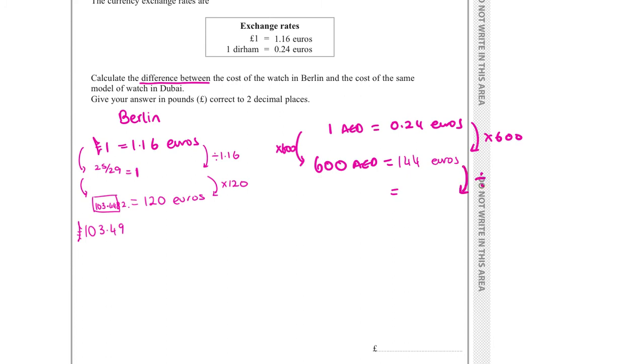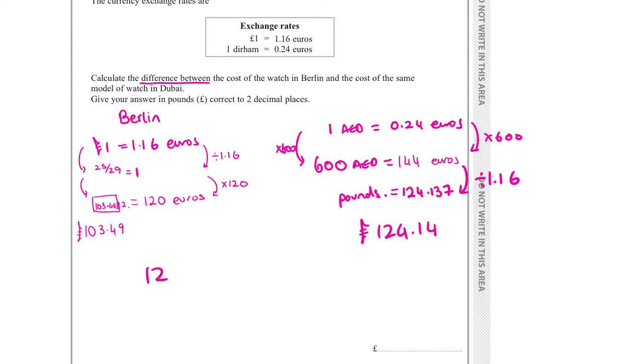Okay, so I'm going to divide by 1.16. 144 divided by 1.16 equals 124.137. This is how much in pounds it's going to cost, because now we're in pounds, aren't we? So now we have £124.14 and £103.45. So now I need to find the difference.